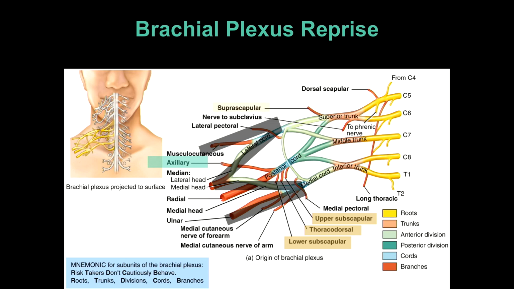Superior trunk, suprascapular. And just below it, nerve to subclavius, exits the brachial plexus. If you look towards the ventral rami, so the rootlets, dorsal scapular comes off of C5, and long thoracic C5 to 7.